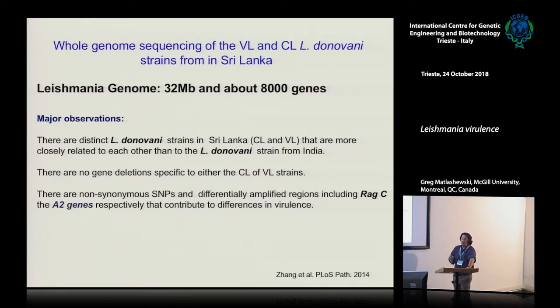But what we found is that the genomes are very similar between these donovani parasites. One causes visceral disease, one causes cutaneous disease, and the genomes are actually very similar. In fact, they're more similar to each other than to the L. donovani genome in India, which is right next door to Sri Lanka. There were no genes that were lost. We thought there would be a number of genes lost or gained, but in fact, they all had the same genes. What we did find was that some of the genes were amplified more than other genes, but very few, actually. We thought there'd be a lot, but there were very few.